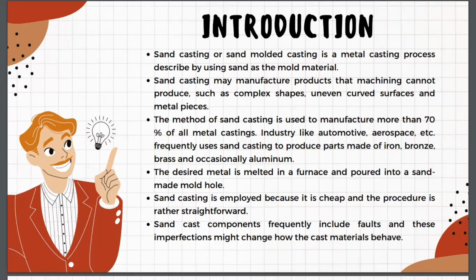Industries like automotive, aerospace, etc. frequently use sand casting to produce parts made of iron, bronze, brass, and occasionally aluminium. The desired metal is melted in a furnace and poured into a sand-made mold cavity. Sand casting is employed because it is cheap and the procedure is rather straightforward. Sand cast components frequently include faults, and these imperfections might change how the cast material behaves.